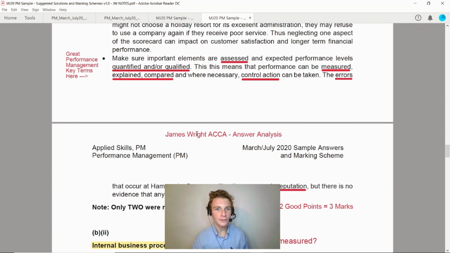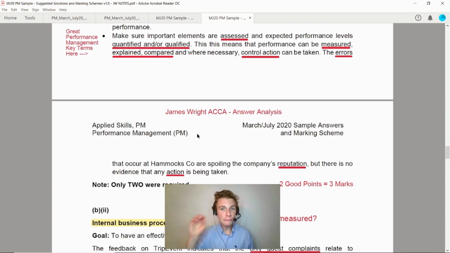But I was quite impressed with this final paragraph, so this is really key to get this jotted down because they've used it in this question, but it links to other performance management questions I've seen from the external examiner. So we've got make sure important elements are keyword, assessed, expected performance levels are quantified and or qualified.